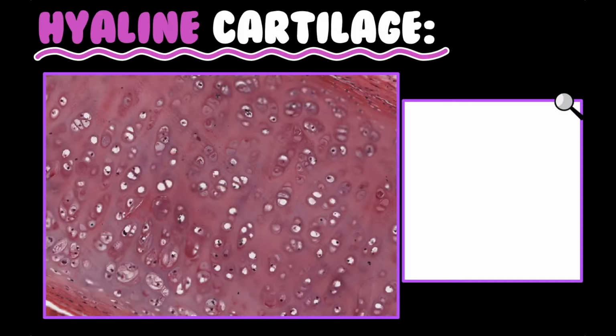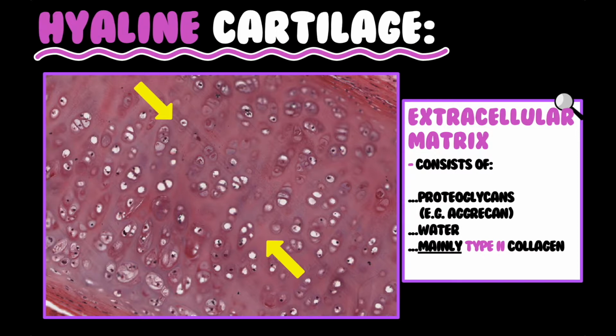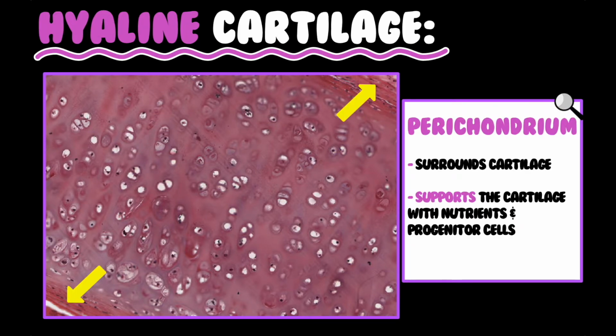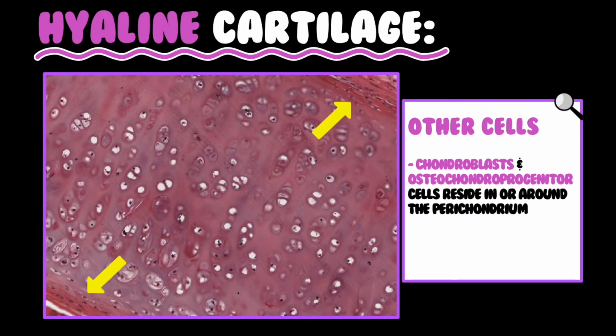Hyaline cartilage. It is found in the respiratory tract, ribs, nose and articulating joints. The extracellular matrix consists of proteoglycans, water and type 2 collagen. The perichondrium surrounds the cartilage and supports the cartilage with nutrients and cells, whilst the chondrocytes maintain the extracellular matrix and lie in lacunae. The other cells lie or reside around the perichondrium.